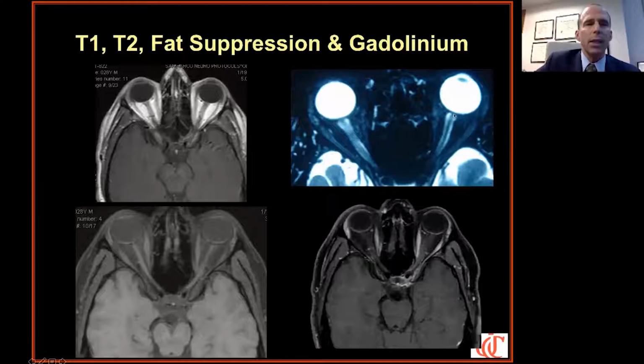This is T2. T1 with fat suppression, the fat signal goes away. The vitreous is dark, the spinal fluid is dark, the muscles are not enhancing. T1 with fat suppression and contrast, the muscles are enhancing, the pituitary down in here is enhancing, and that's how you tell the difference.